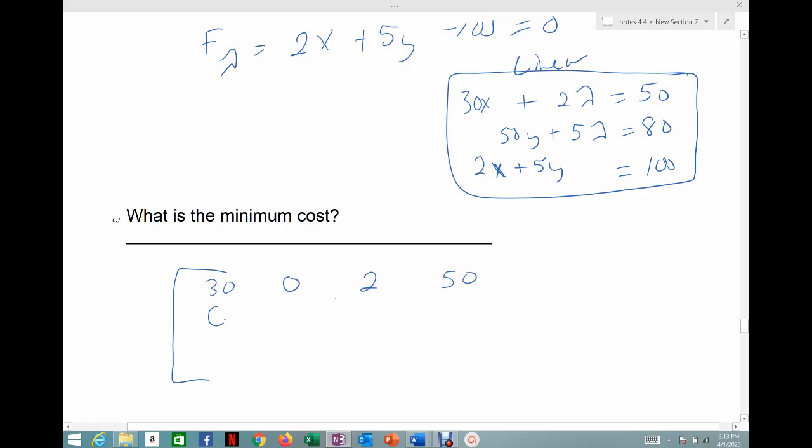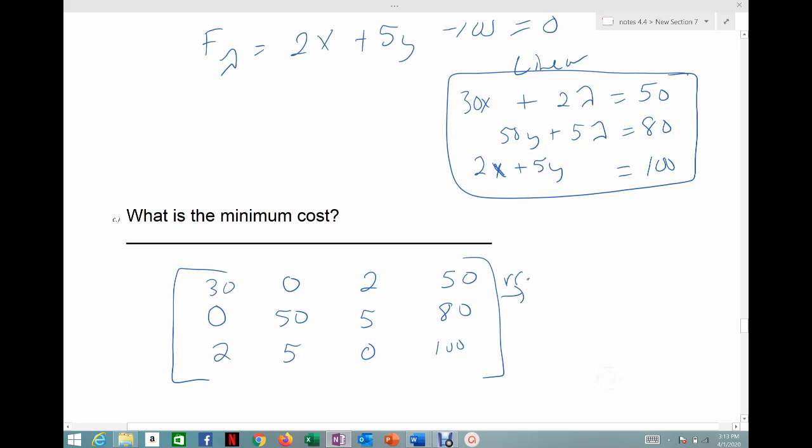Next equation, there's no x, so 0 for x. 50 for y, 5 for lambda, 80 for my constant, 2, 5, 0, 100. Alright, so make sure you're careful. Make sure you put the zeros in the right places.